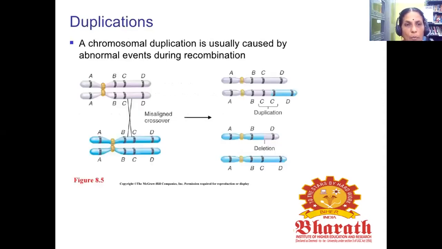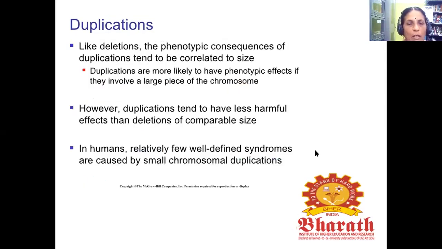Next is about duplication. So chromosomal duplication is usually caused by abnormal events during recombination. The figure represents the case where a misaligned crossover occurs. So the duplication and the deletions occur in this. The chromosomal duplication is usually caused by abnormal events during recombination.